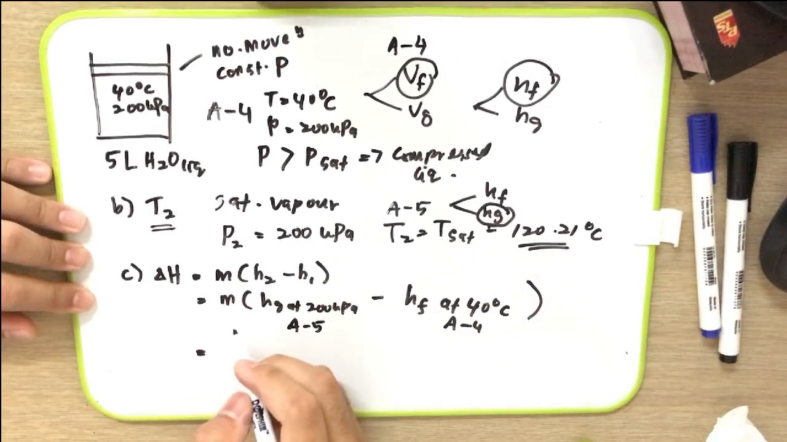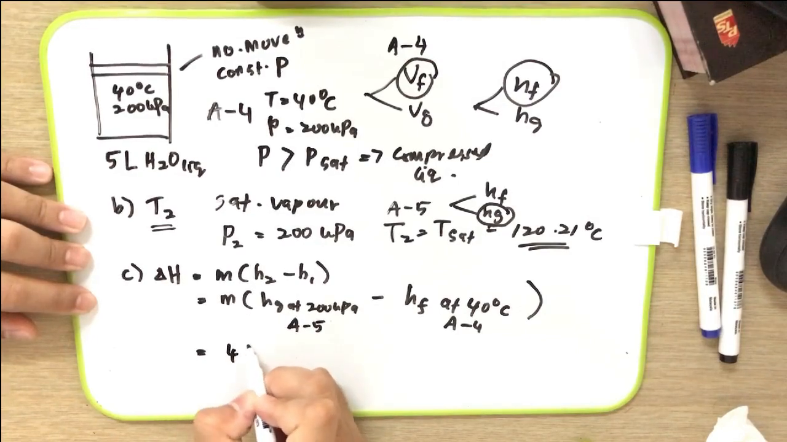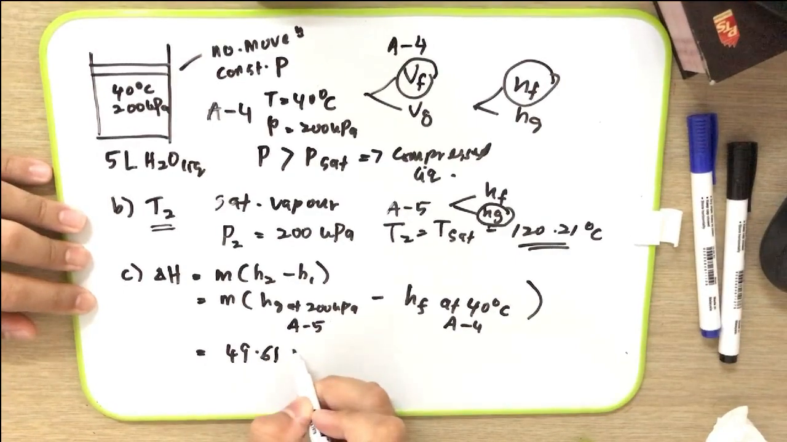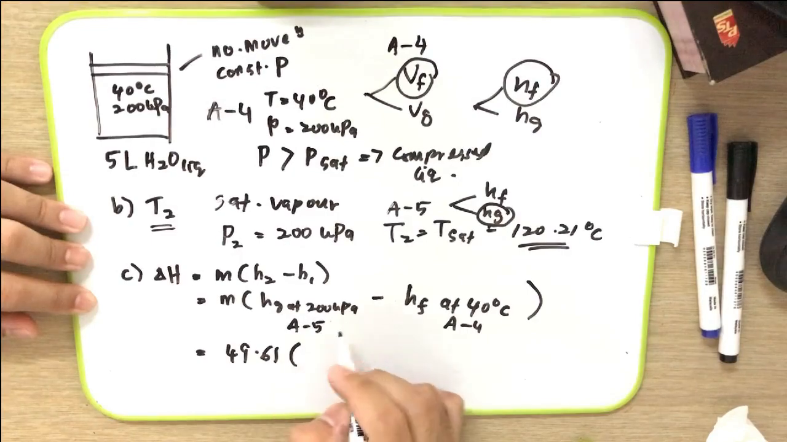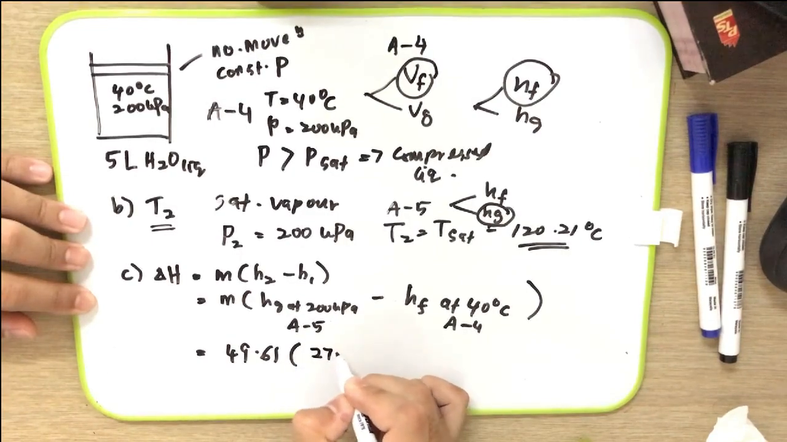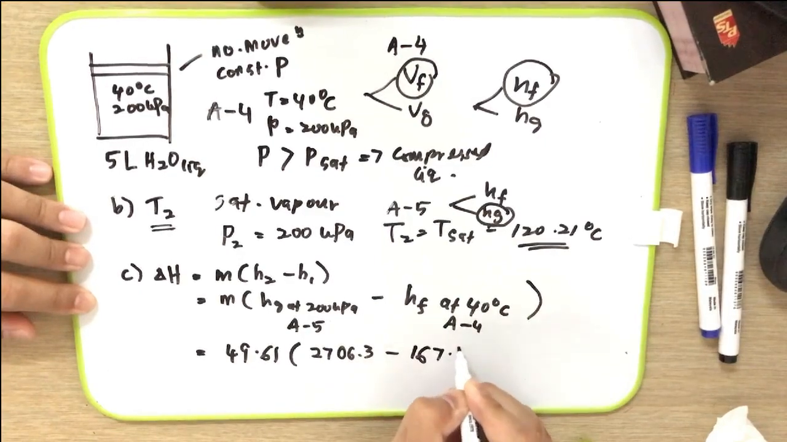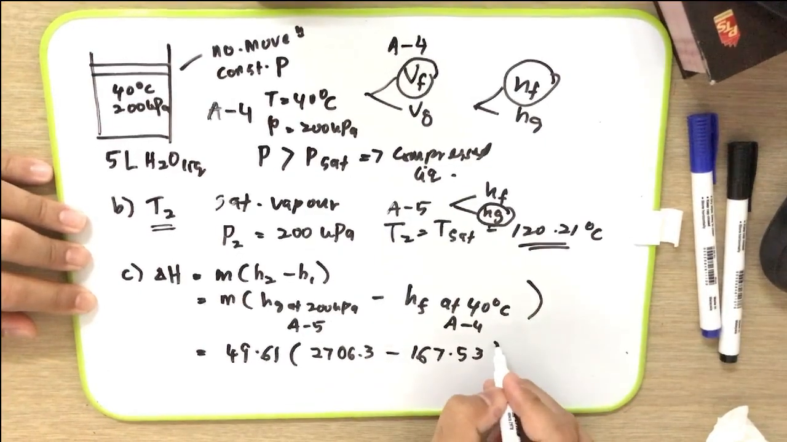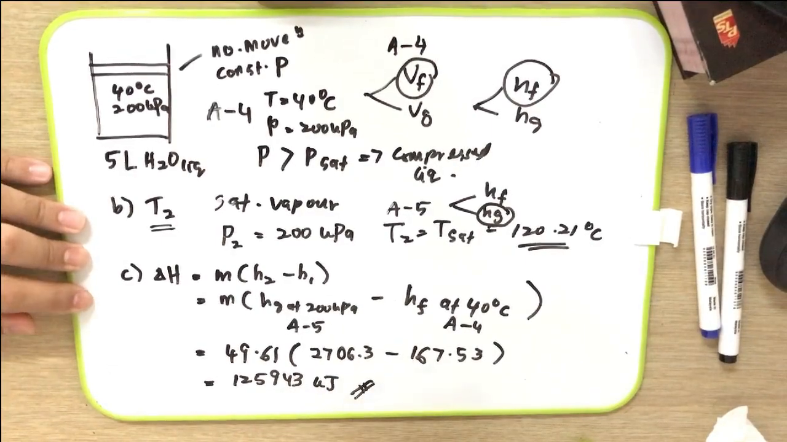Once you get it, the m we already found at question A. So m is 49.61, and the Hg at table A5 at 200 kilopascal is 2706.3 minus 167.53. So you will get 125,943 kilojoule. That is how you get it.